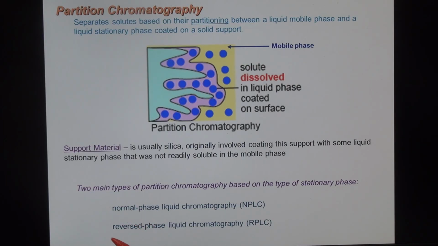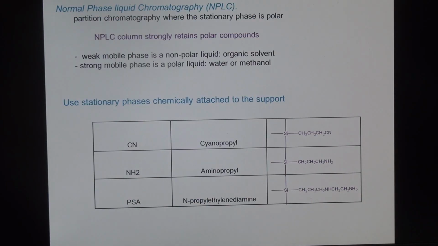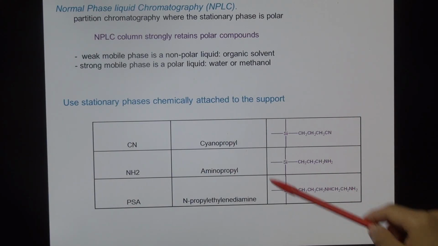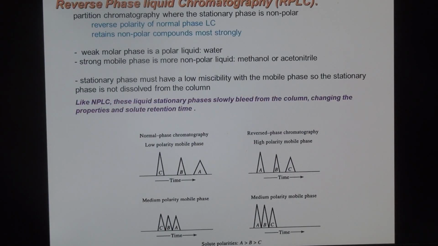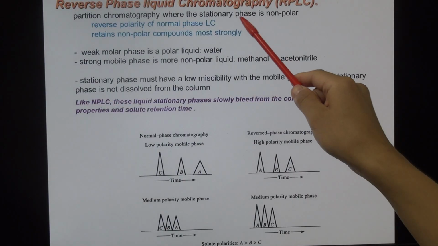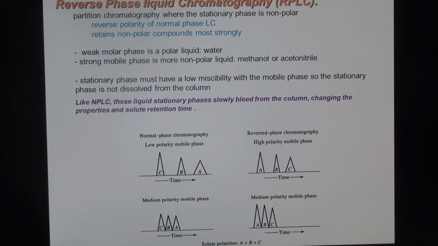There are two different kinds of partition chromatography, which are normal phase liquid chromatography and reverse phase liquid chromatography. For normal phase liquid chromatography, the stationary phase is polar, so they can retain polar compounds better, right? The stationary phase has a support with polar chemical groups, such as cyano, amino, and propylethylene diamine. On the other hand, in reverse phase liquid chromatography, the stationary phase is nonpolar, so it is more properly used for the retainment of nonpolar compounds, right?